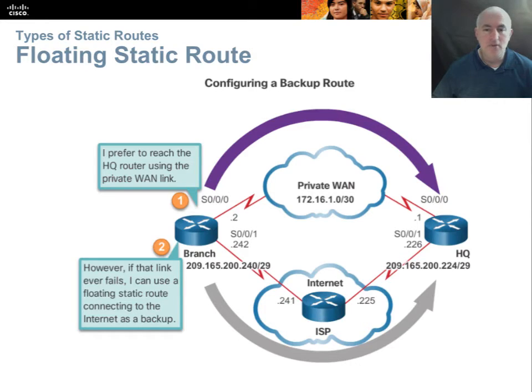If you had two different ways in this example, you could send things over the internet or through your private WAN. So you'd prefer to use the private WAN, but if the private WAN goes down, having a backup route that directs it how to get to the same destination across the internet could be useful as a backup.